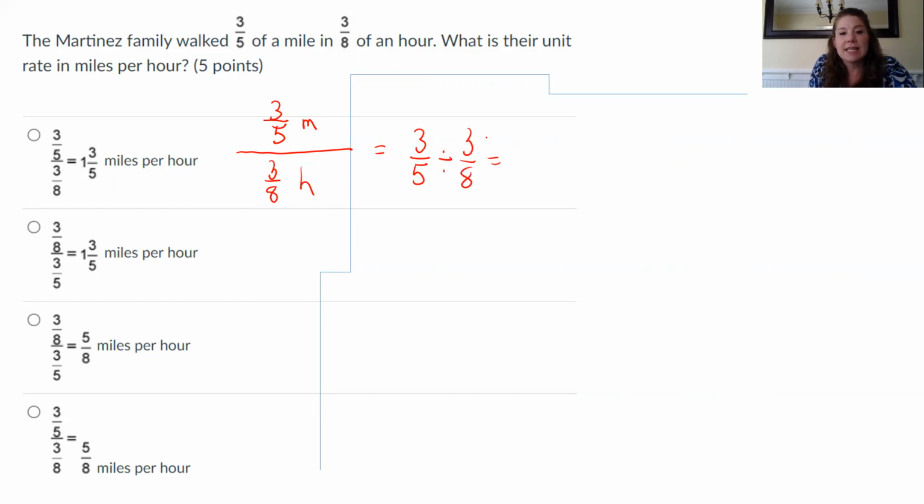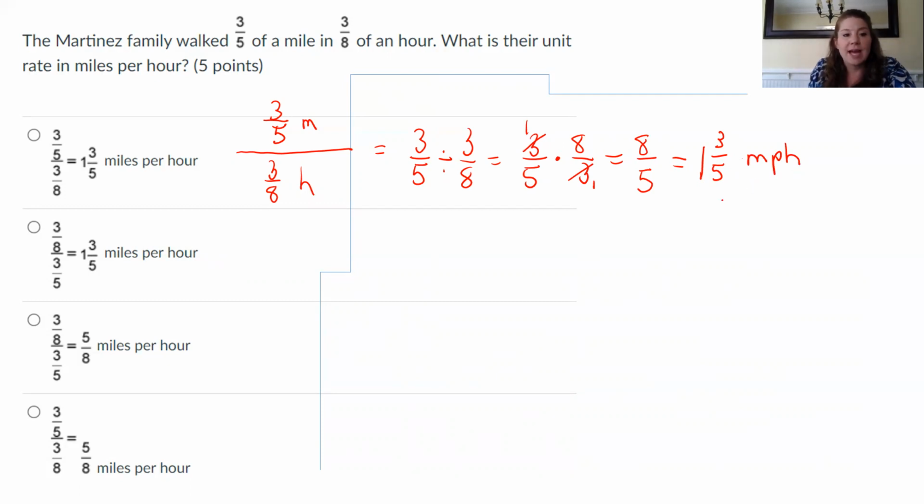So then when I see this, I'm going to do keep it, change it, flip it. I can multiply straight across, but I know 3 divided by 3 is 1, right? And then if I multiply now straight across, I get 8/5. And 5 goes into 8 once. Hold on. 8 divided by 5 goes one time with 3 left over. So I know my answer is 1 3/5 mile per hour.